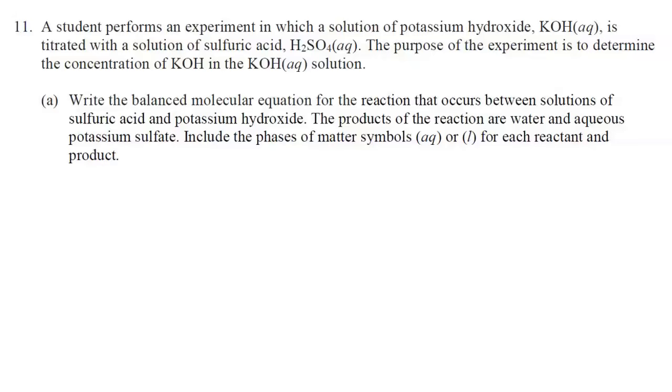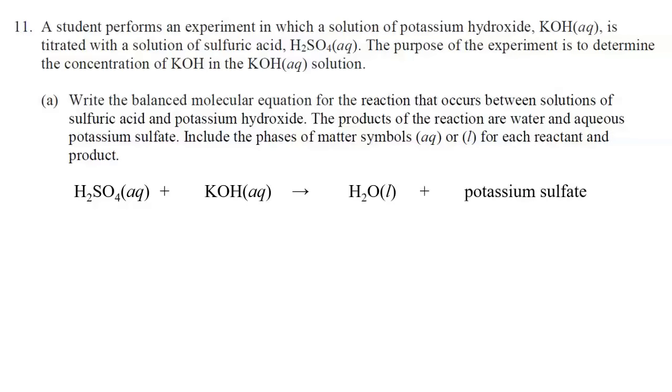So sulfuric acid is H2SO4, and that's aqueous. Potassium hydroxide is KOH, and that's also aqueous. The products of the reaction are water and aqueous potassium sulfate. If you're not sure how to write the formula of potassium sulfate, think about the symbol and the charge of the cation and the anion and then put them together.